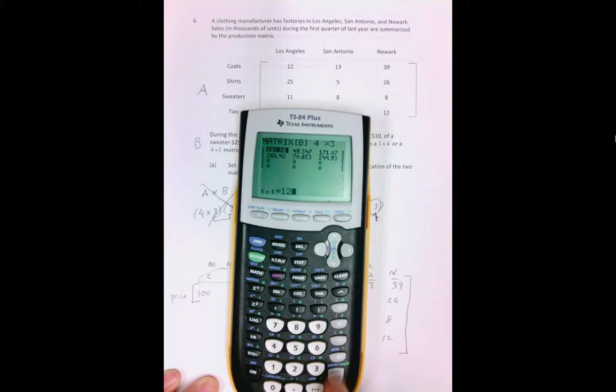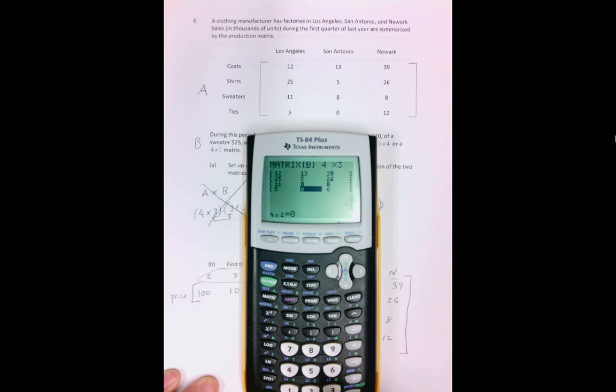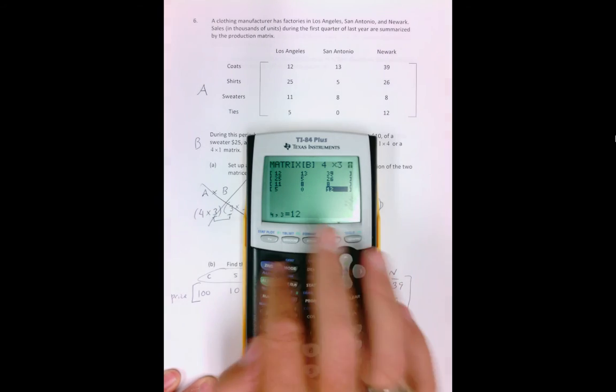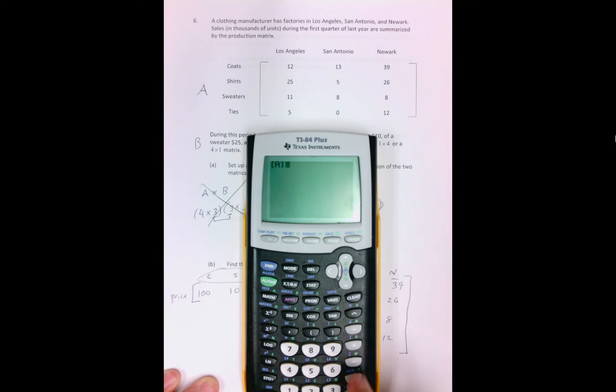So I have 12, 13, 39, 25, 5, 26, 11, 8, 8, and 5, 0, and 12. So gang, now I'm just going to go back. I'm going to go get matrix A. I'm going to multiply it by matrix B.